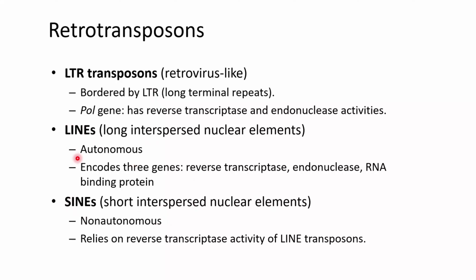The difference between them is the fact that one of them has the genes that encode for the reverse transcriptase, endonuclease, and the RNA binding protein. And then the other one does not have the reverse transcriptase gene, and so what happens is that it will use another element's for its own purpose, okay? So the SINEs are non-autonomous, the LINEs are autonomous, and the LTR are autonomous as well, okay? Is this clear? Easy, simple?